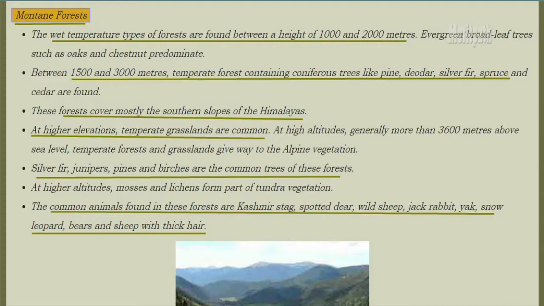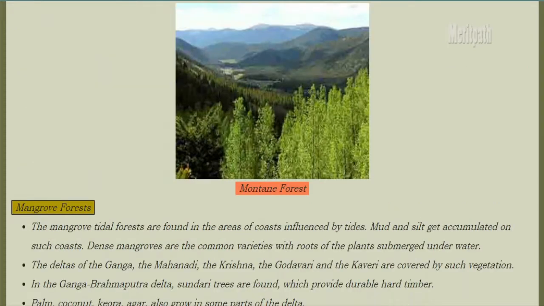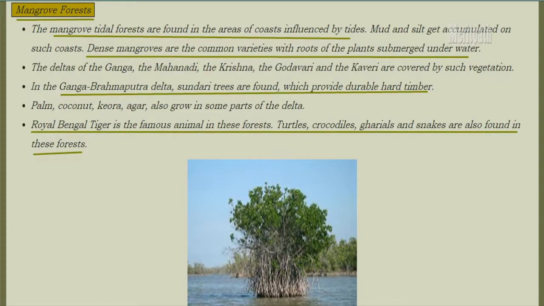Common animals found here are Kashmir stag, spotted deer, wild sheep, jackrabbit, yak, snow leopard, bears, and sheep with thick hair. So this is an image of a montane forest.